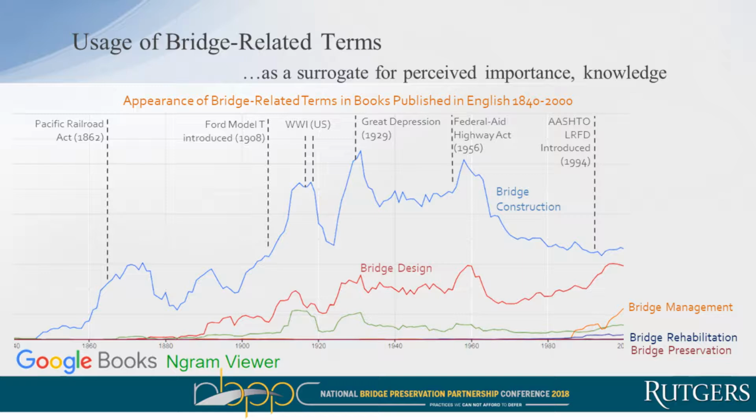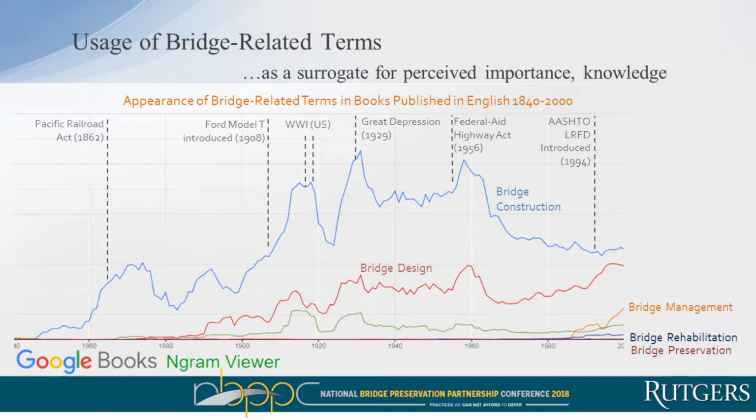What's really interesting is you can start to look at what was happening historically, right? Pacific Railroad Act, Ford introduces the Model T. World War I, I think this actually is just that the publication of books lags a bit, right? They're written before they're published. So this is when people were focused on the war, Great Depression, Federal Highway Act, AASHTO LRFD, we started to talk about design about as much as construction. I love that we talked about construction 20, 30 years before people started talking about design.